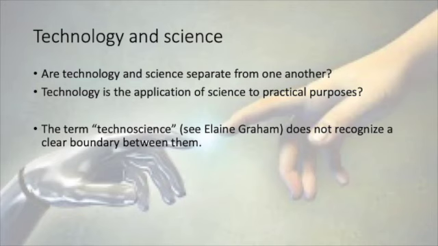Yes, we use technology to denote science applied to achieve practical purposes, but this does not mean that we think of technology as a separate entity from science. Some scholars use the term technoscience to express the inseparability of technology from science, for example, Elaine Graham, whom we will be reading later in the course. In the social sciences and humanities, we talk about science and technology studies, and this course would fit in that category.